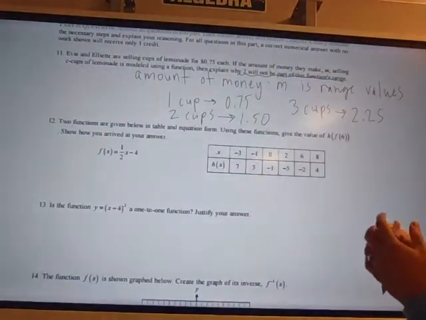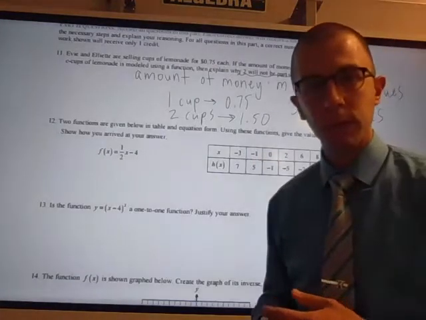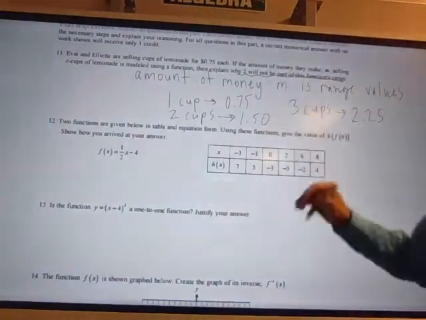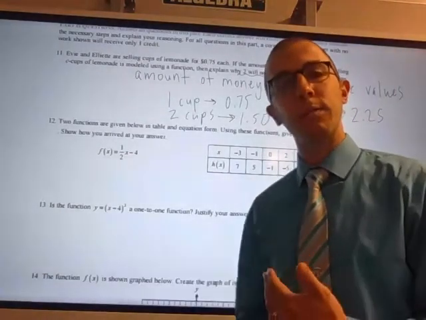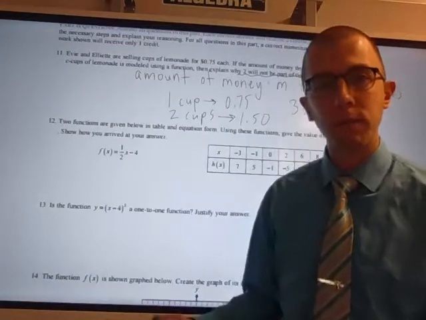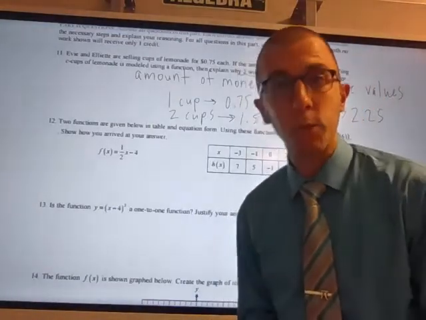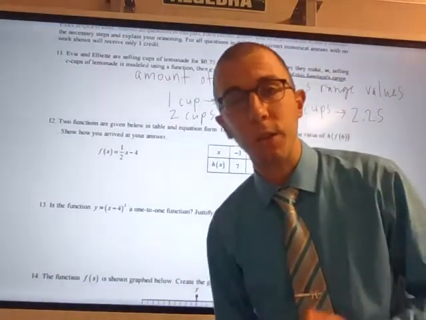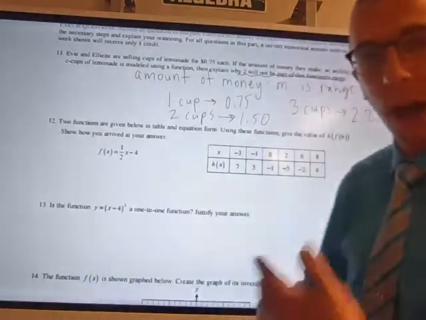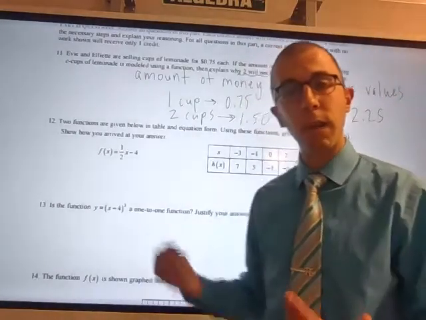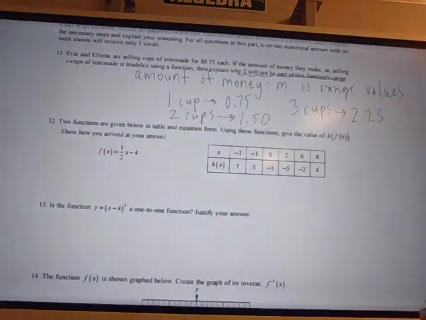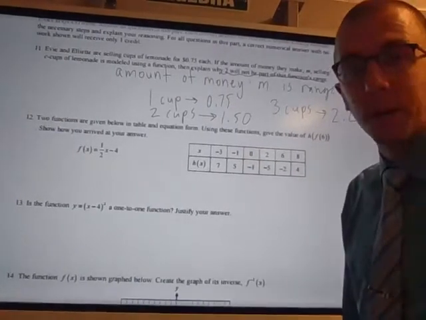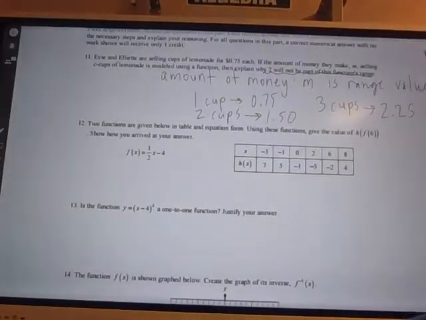But they could never make $2. They will never make $2. They'll make $1.50 and they'll make $2.25. But they will never get an amount of money that will make them have $2. So each cup of lemonade is only 75 cents. So no matter how many cups you sell, that will never add up to $2. Right? 75 cents per cup can never come out to $2.